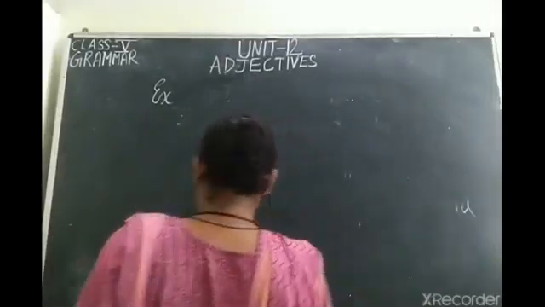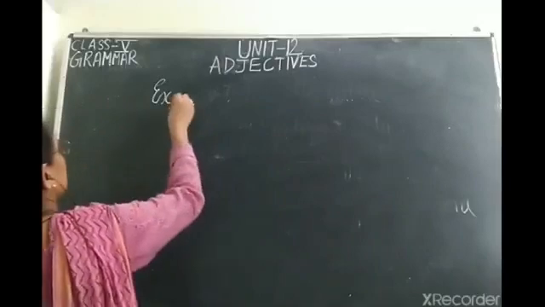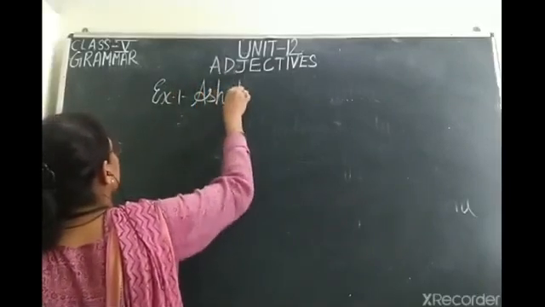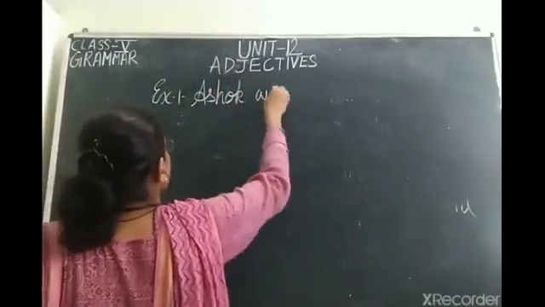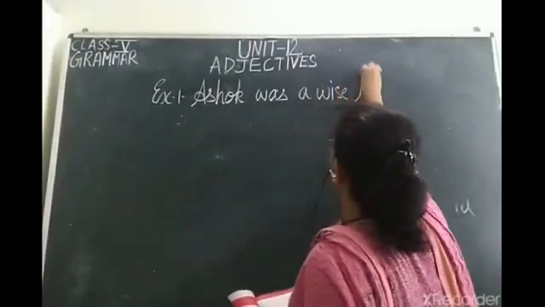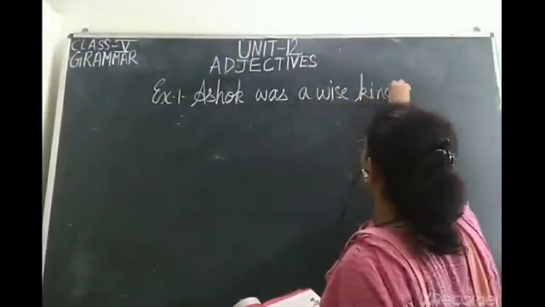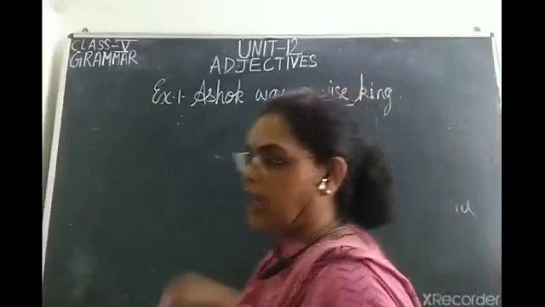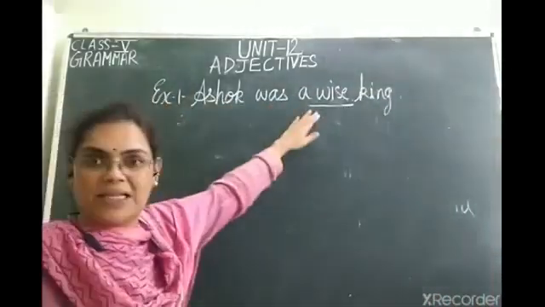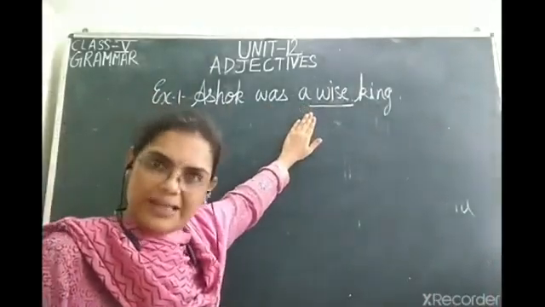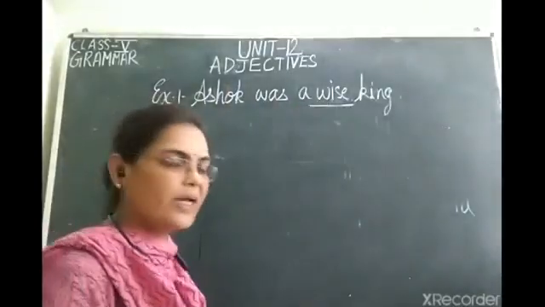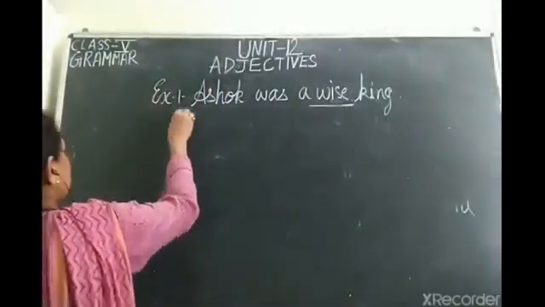Now, Ashok was a wise king. Now what kind of a king was Ashok, children? Wise. So the adjective is wise. What kind of a king was Ashok? Wise. Here it is telling the kind. So what kind of a king was Ashok? Ashok was a wise king. So wise is what? Adjective.